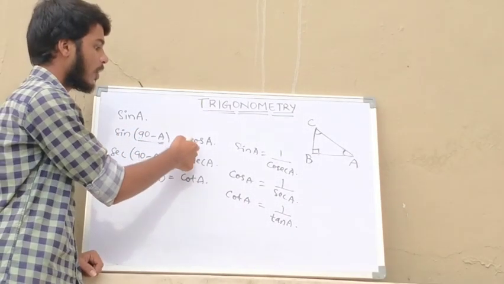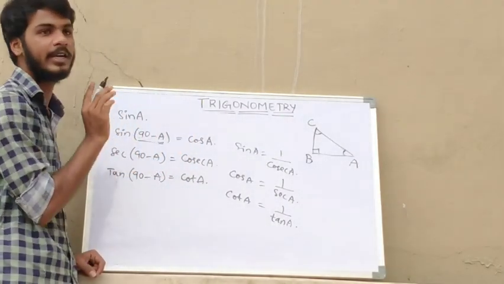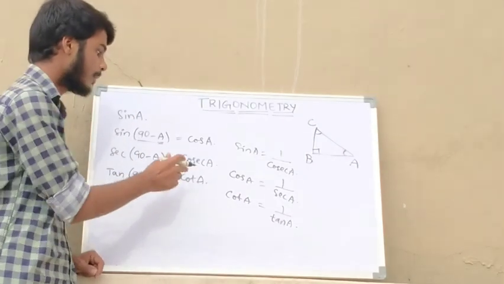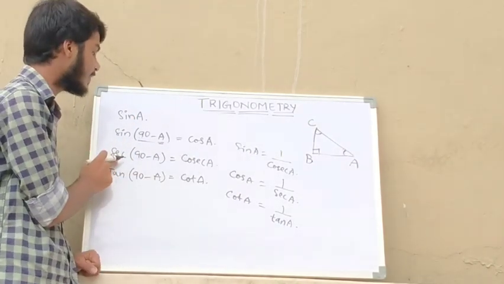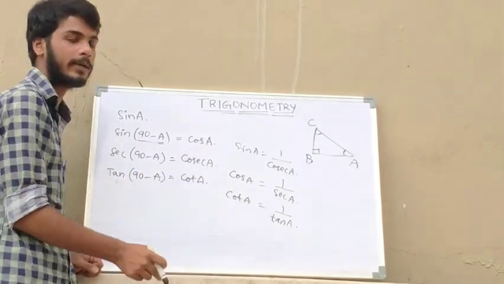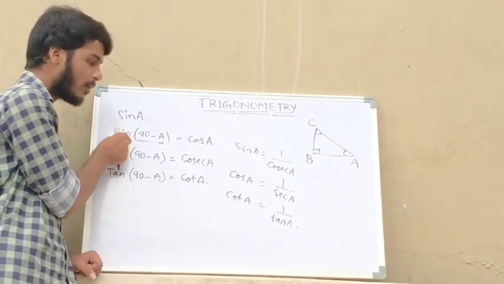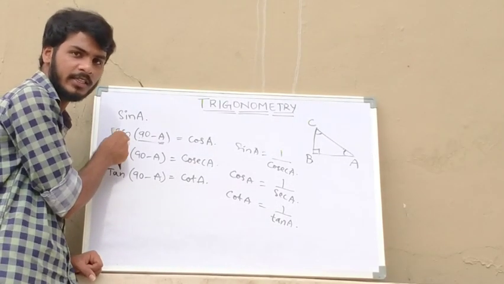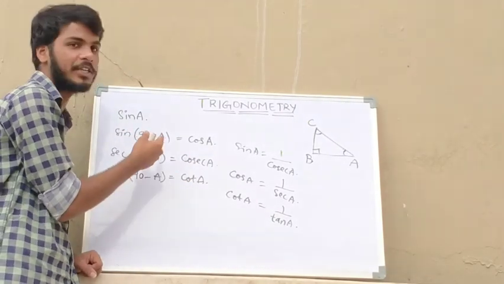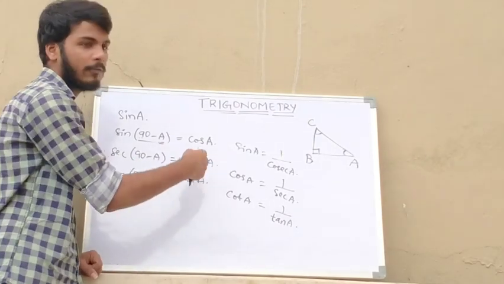Sin 90 minus A equal to cos A, or cos 90 minus A equal to sin A. Cosecant 90 minus A equal to secant A, or secant 90 minus A equal to cosecant A. So in case of 90 minus A, just the trigonometric ratio what you have changes to its co-function, its co-ratio. So don't get confused here.